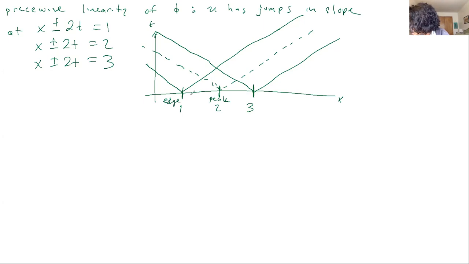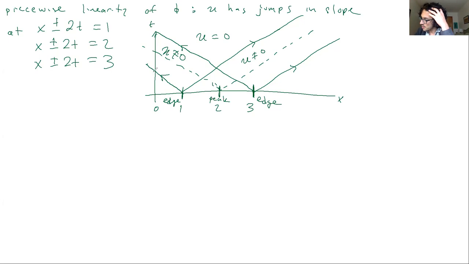And these are the edges, right? So in this region here, u is not equal to 0. Over here, u is not equal to 0. But in between, u equals 0, right? So our characteristics are these rays that propagate away from the initial condition.